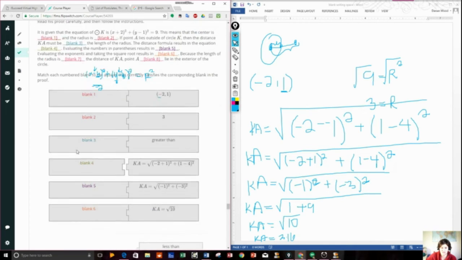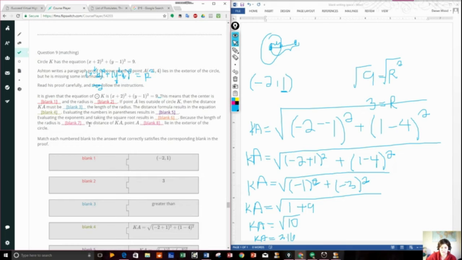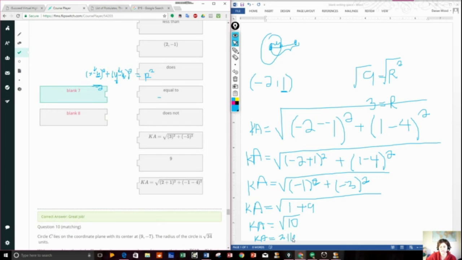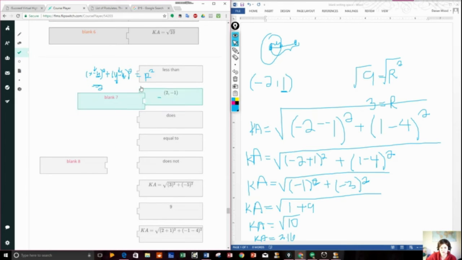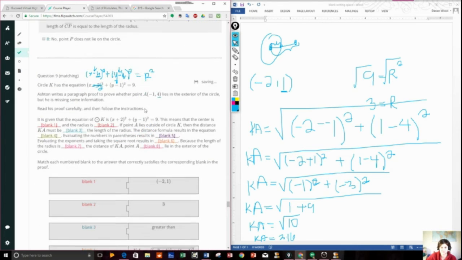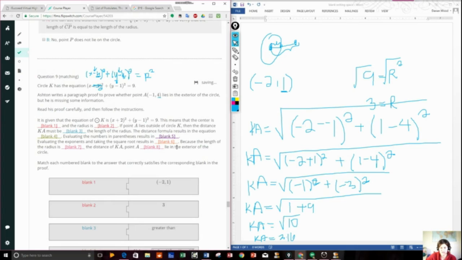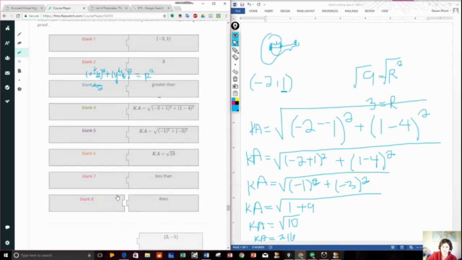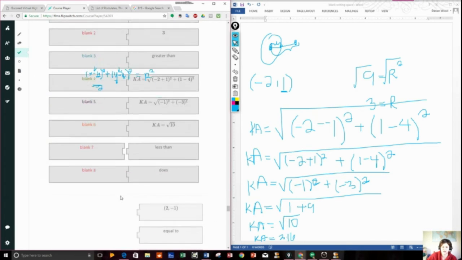The length of the radius is less than the distance of KA, because KA is 3.16 and the radius was 3. So because it was less than it, point A lies in the exterior of the circle. So does or does not? It does, because that distance is bigger than my radius. So it does lie on the exterior.